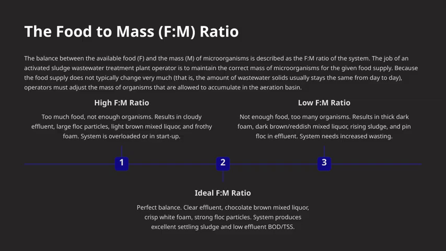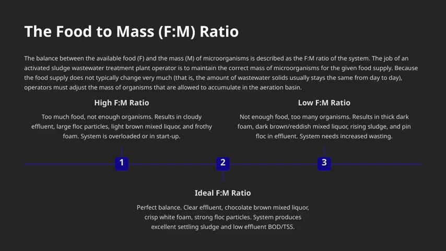The main job of an operator is to maintain the right amount of microorganisms relative to the food supply. Since the food supply, or wastewater solids, generally stays fairly constant from day to day, the challenge is adjusting the microbial population accordingly. When we have a high F/M ratio, that means there is too much food for the number of organisms present. This typically results in a few telltale signs. The effluent becomes cloudy, large flock particles are visible, the mixed liquor appears light brown, and you might see frothy foam on the surface. This situation usually indicates the system is overloaded or in its startup phase.